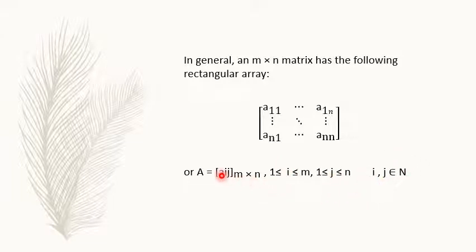Both these i and j are natural numbers. That is A11, A12, A13, etc. A11 is the first row, first column element. A12 is the first row, second column element. Like Amn is the mth row, nth column element.